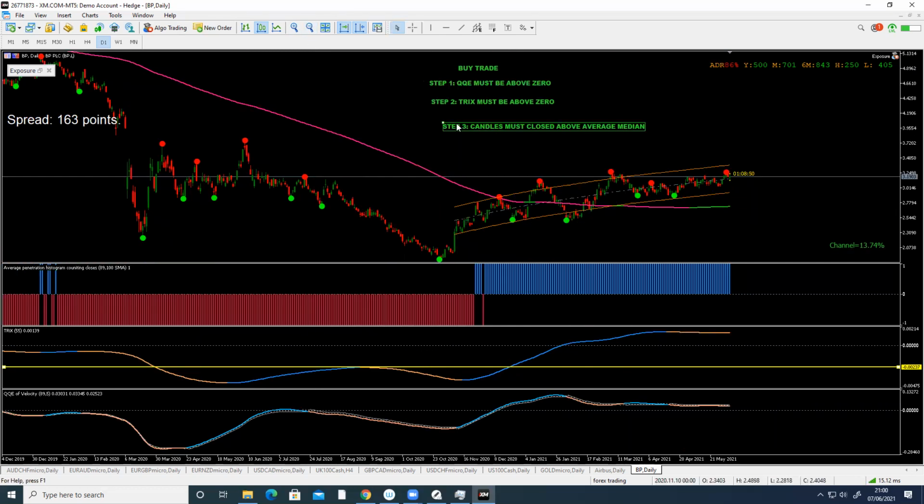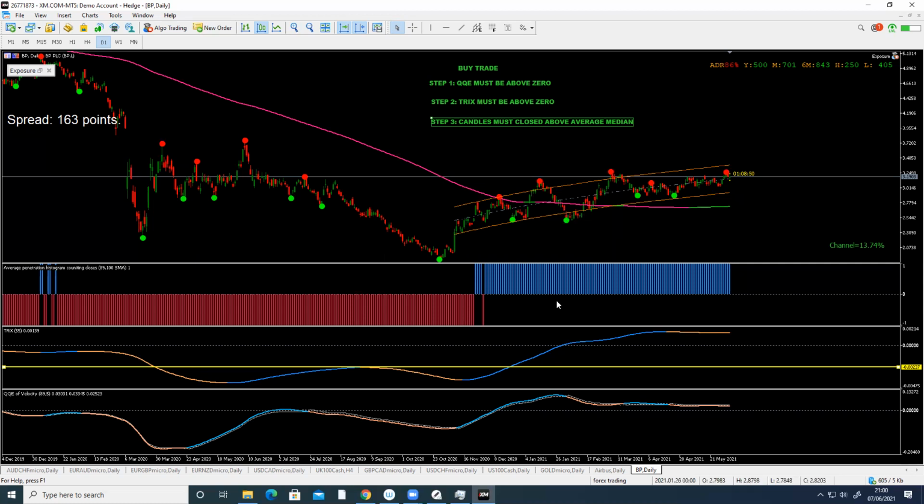So that's my step 3. We want to make sure that the candle closes above the average median, which is this one. This is mainly for stocks. You don't want to try this in crypto or anything. You want it to be with stocks, because stocks respect the 200-day moving average.